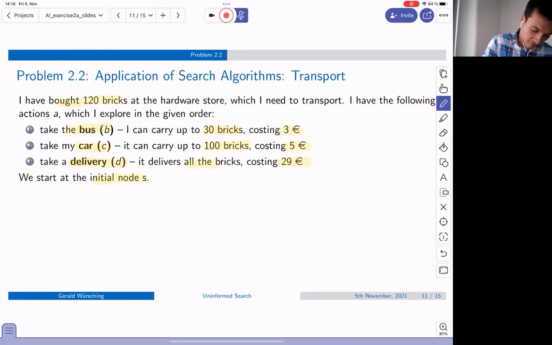So this is the first thing. So we're going to use the tree search algorithm.